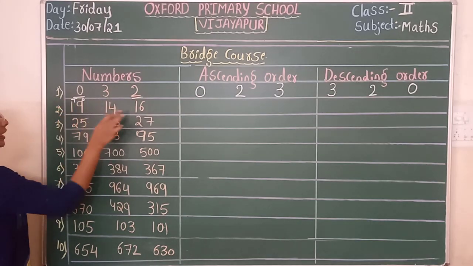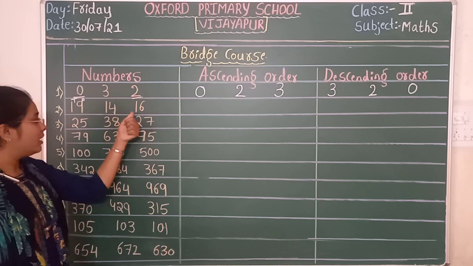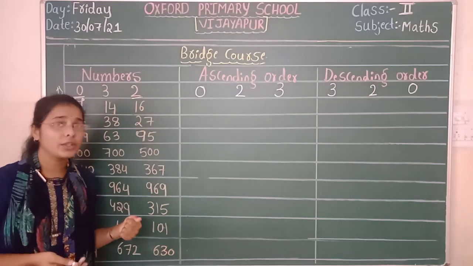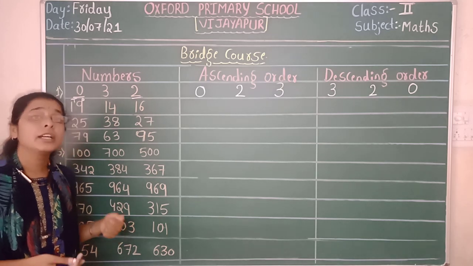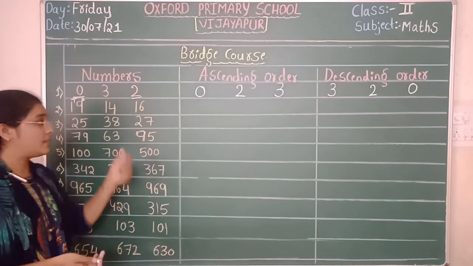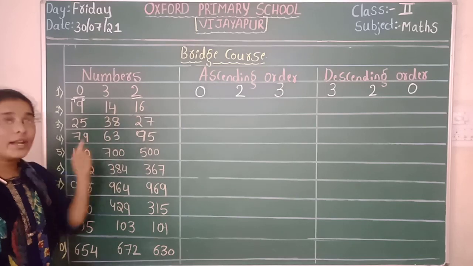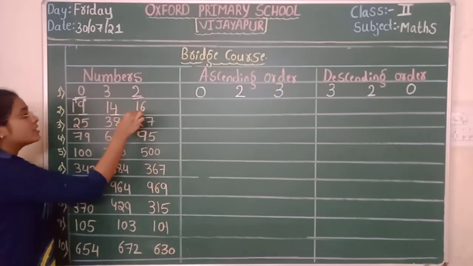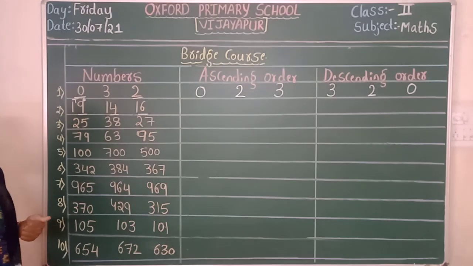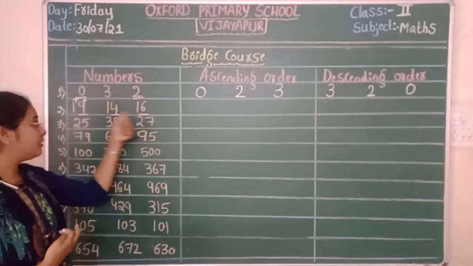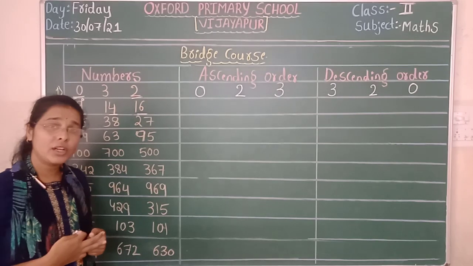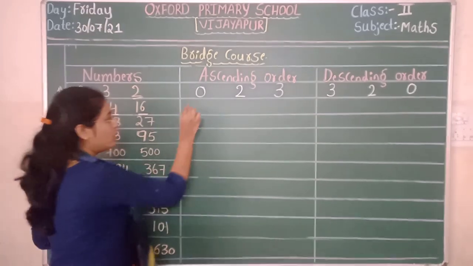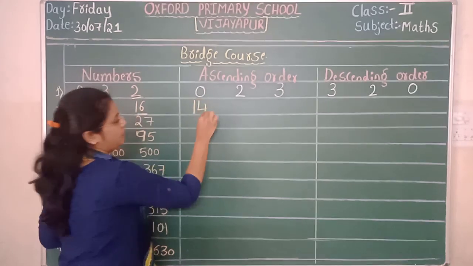We are having 1 in the place of tens. Yes, no? We are having number 1 in the place of tens. So what we have to do? We have to compare the next place. Next means ones place. We are having number 9, 4, 6. Which is the smallest one here? In these 3 numbers, which is the smallest? Number 14 is the smallest. Yes, no? We will write 14.